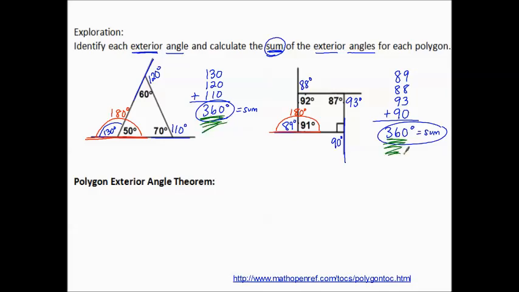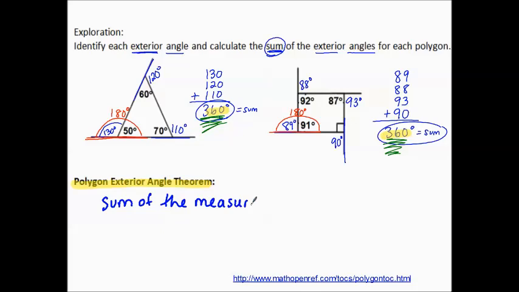No matter what kind of polygon you have, the exterior angles will always measure 360 degrees. In fact, that is the polygon exterior angle theorem. The sum of the interior angles has a special formula, but the sum of the exterior angles is always 360 degrees.